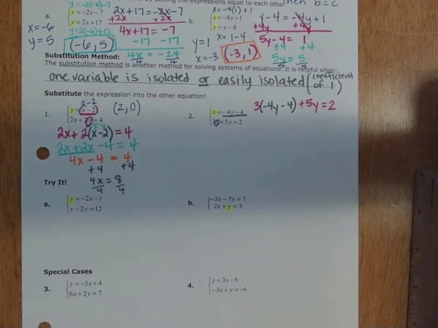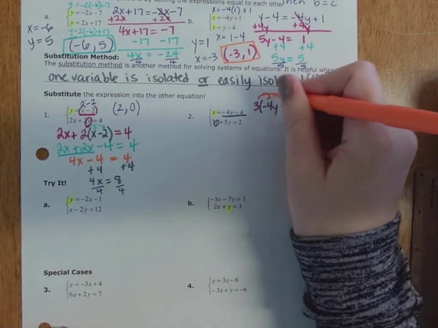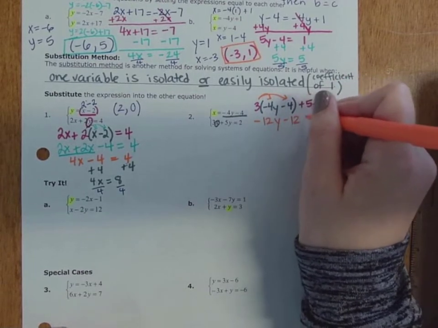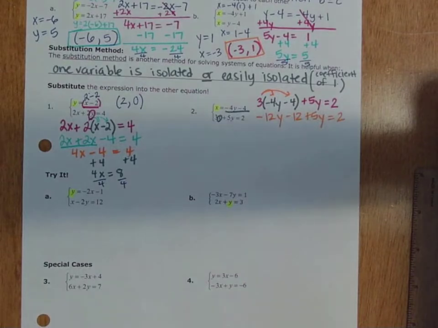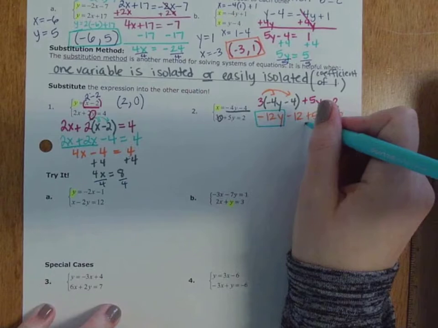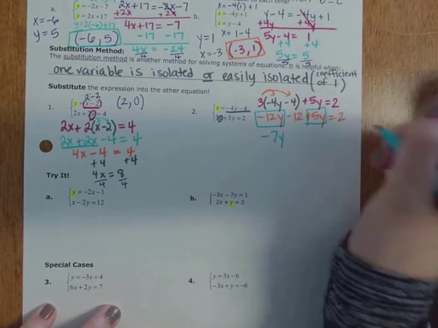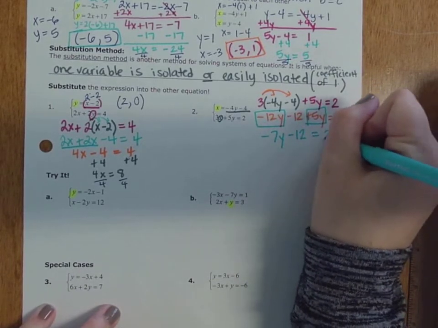What do you do first? You will always have to distribute, unless it just says plus x, and it's not going to most of the time. So negative 12y minus 12 plus 5y equals 2. What do we do next? Combine like terms. I have y's. So negative 7y minus 12 equals 2.